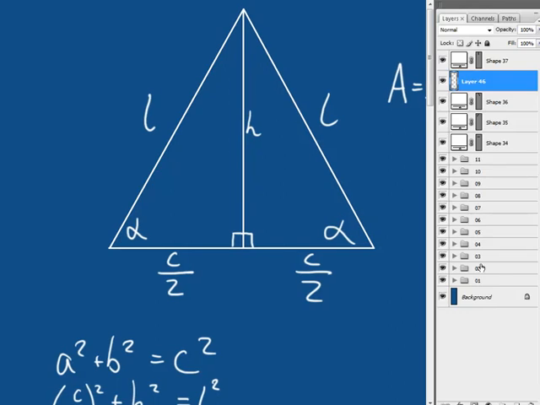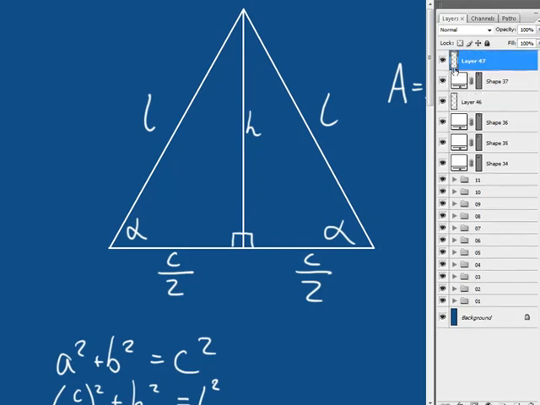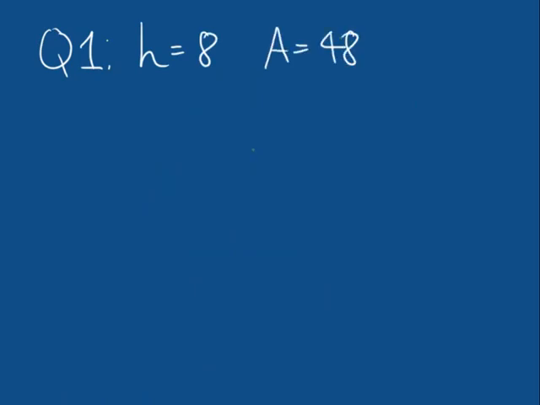So I'm going to bring up a new layer, hide out everything else, fantastic, and this is going to be our only question for this video, but it is a little bit of a tricky question. So given an isosceles triangle which has a height of 8 and an area of 48, so the height is equal to 8 and the area is equal to 48, what is the length of side L?